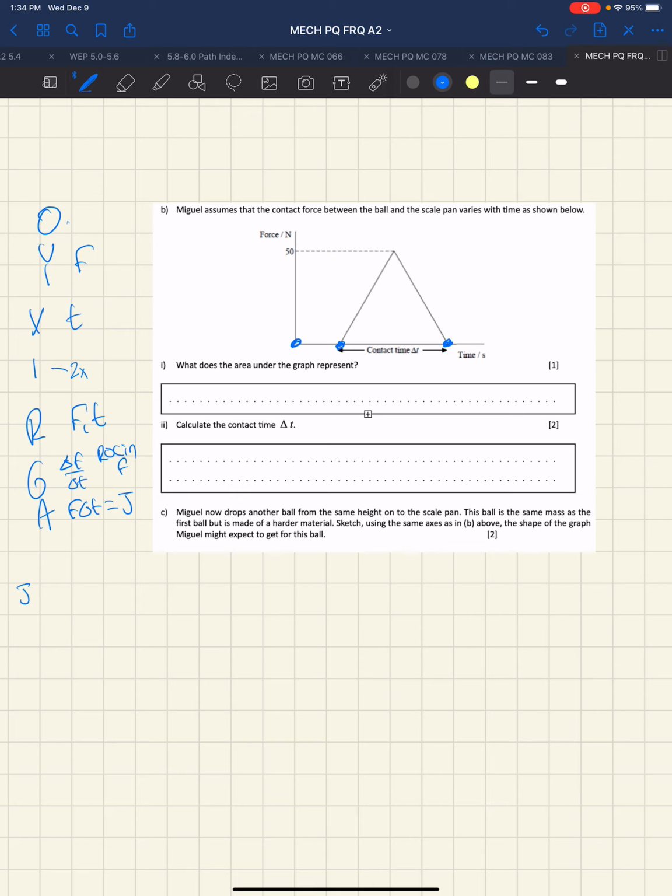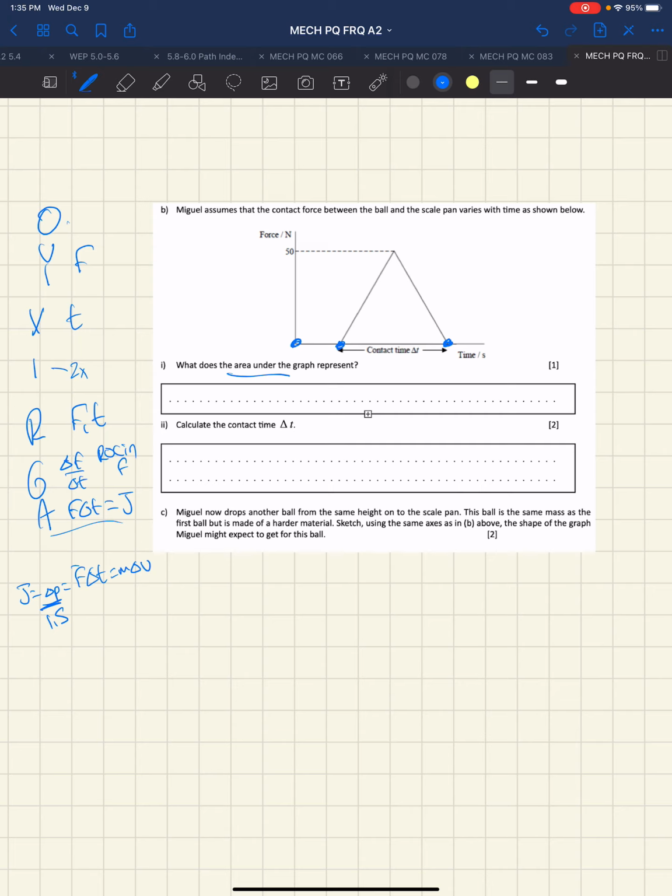And of course, impulse is equal to the change in momentum, is the average force times the change in time, is m delta v. And we just computed in the previous question what the change in momentum is. We found it was 1.5. So we know the area under this graph should be 1.5 from the previous question. So what does the area represent? The next question, that's easy.